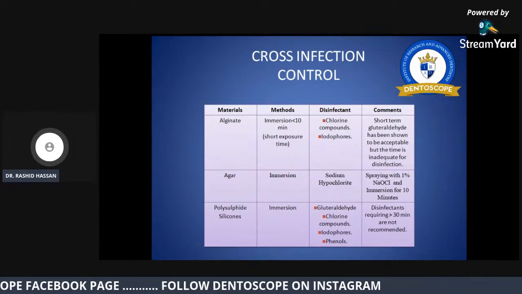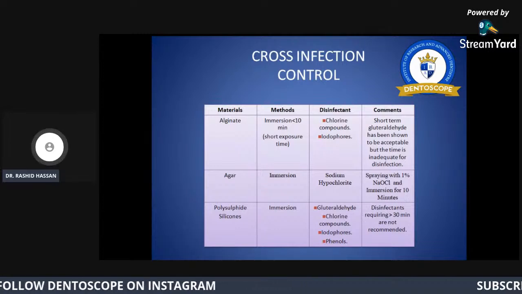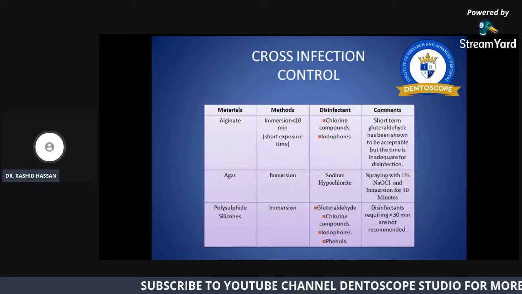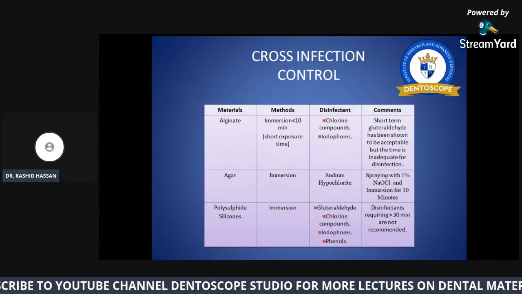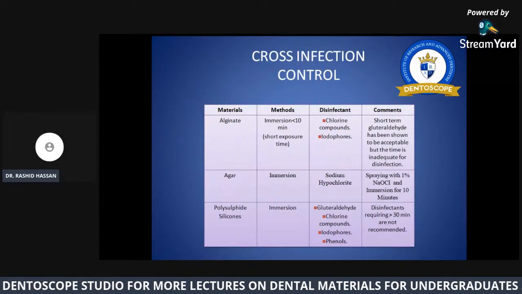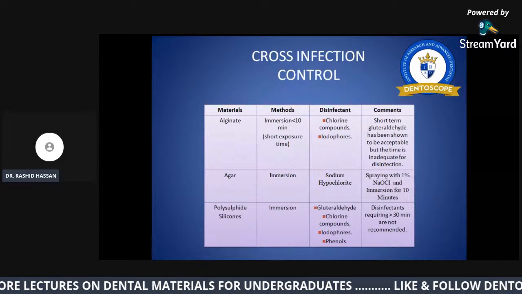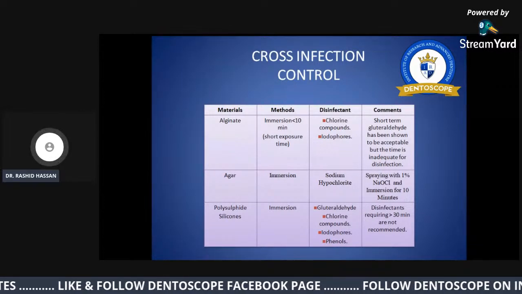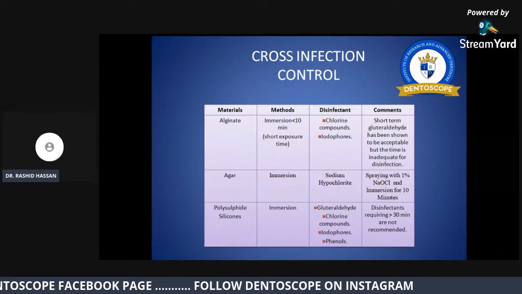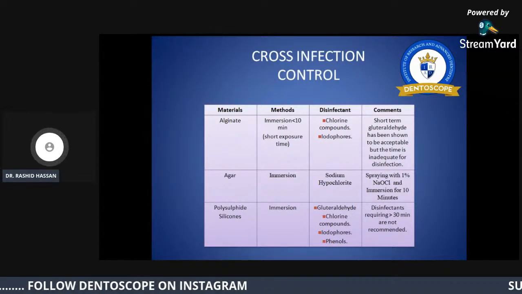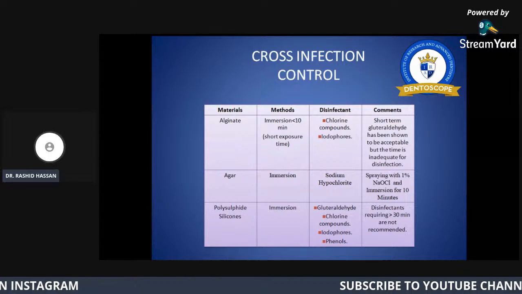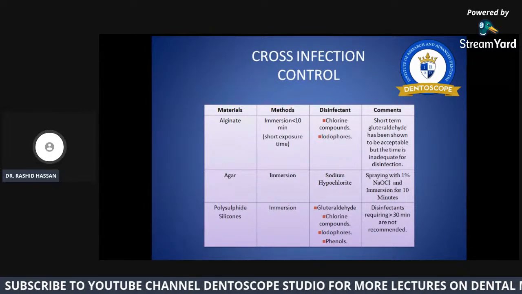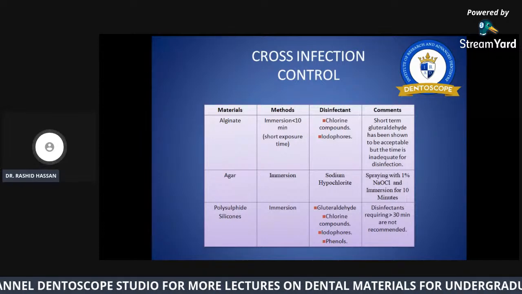Let's talk about the alginate impression material. The method is immersion. It is immersed for about 10 minutes in the disinfectants. So what exactly are the disinfectants used for alginate impression material? There are two disinfectants mentioned here: chlorine compounds and iodophors. I'll explain each one of them in a little detail, so you get a clear idea about what exactly a chlorine compound and iodophors are.